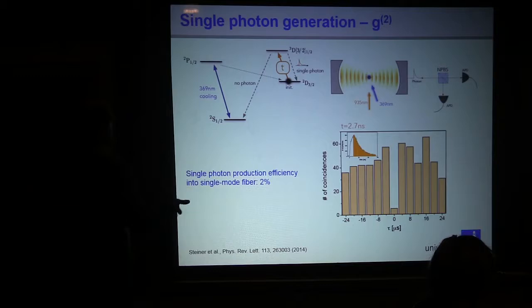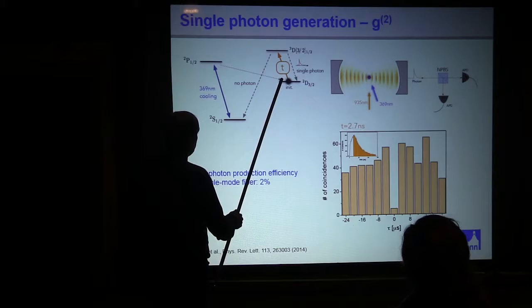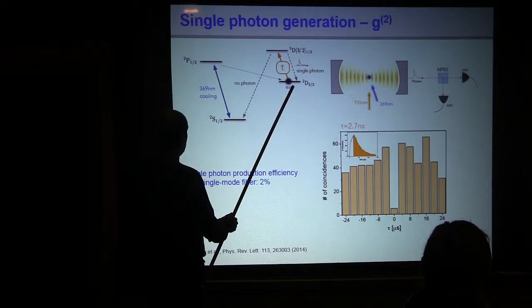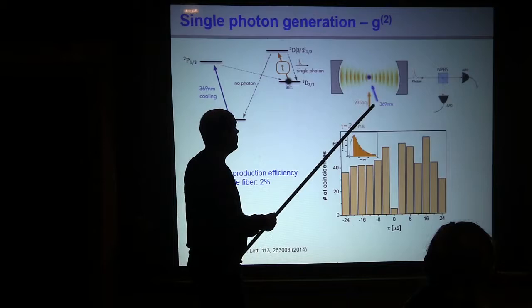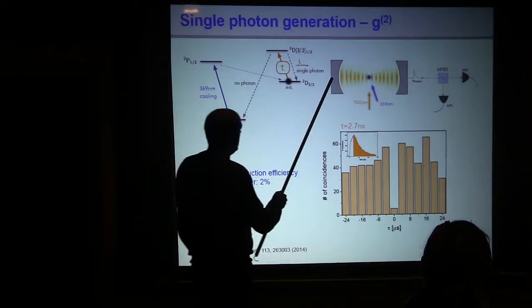So the procedure for this is again the level scheme. We prepare the ion in this D3/2 state here. Then we shine in a short, 2 nanoseconds I think, laser pulse on the 935 nanometer transition, but now not on the cavity mode, but from the side, and excite the atom to the state up here, and then a photon can be emitted back into the cavity mode, and this photon then leaves out in this direction.